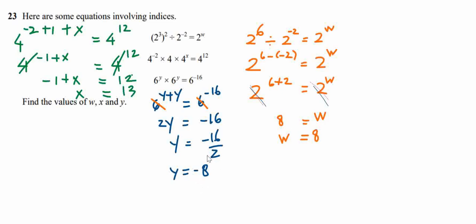Divided by 2 is negative 8. So that's how we got all our answers: x is 13, y is negative 8, w is 8. Right, let's move on. Now we are in question 24.